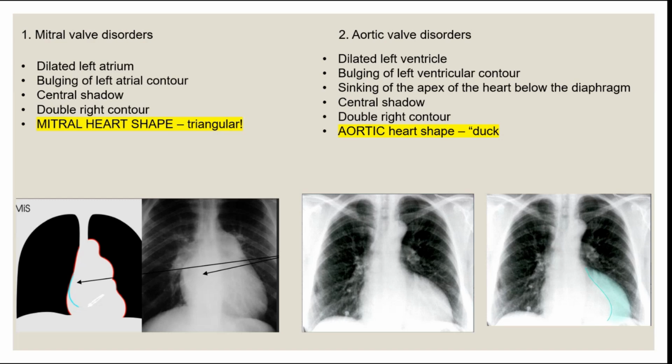On the other side, we have the aortic valve. We can see that the left ventricle is dilated. You can see the costophrenic sulci is reduced compared to before. And we can see the apex is sinking more, below the diaphragm. And we also have here the central shadow and the double right contour. And if you look from above, it looks like a duck shape. So if the heart looks like a duck shape, it's a sign of aortic valve disorder.